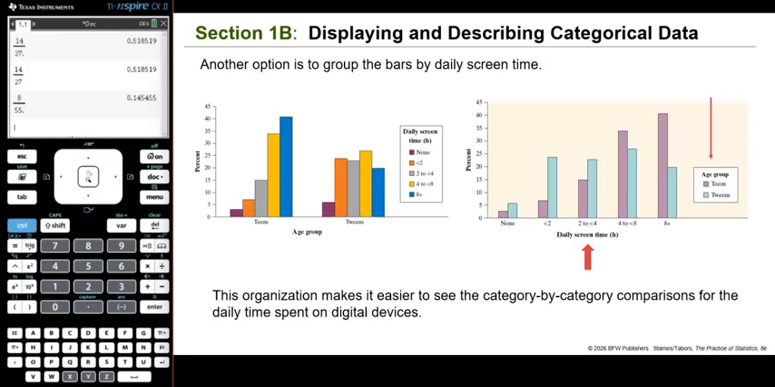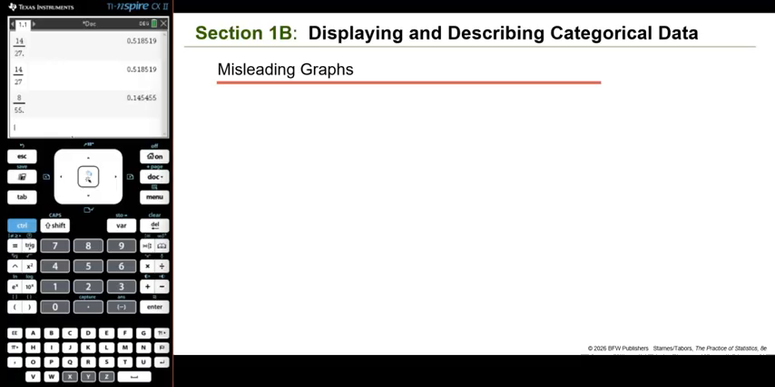I think if you do it different ways, you're really comparing the tweens to the teens a little bit more when you have them side by side like that on the right. On the left, it's a bigger picture. You can see it all together. How do the teens feel? How do the tweens feel? And so forth. Always remember to include a key there.